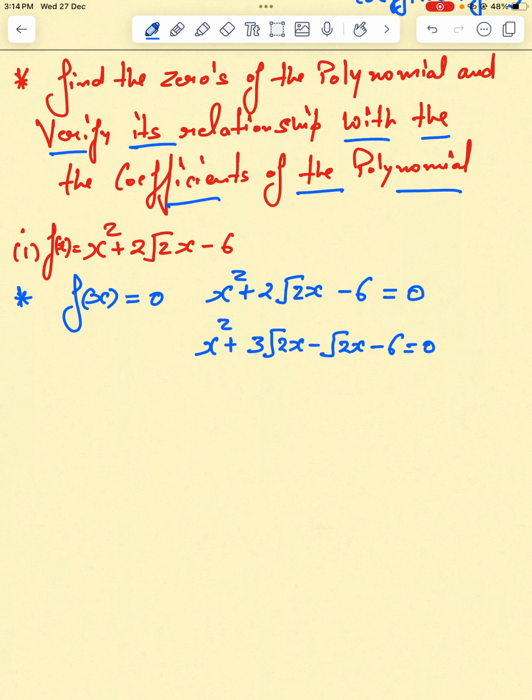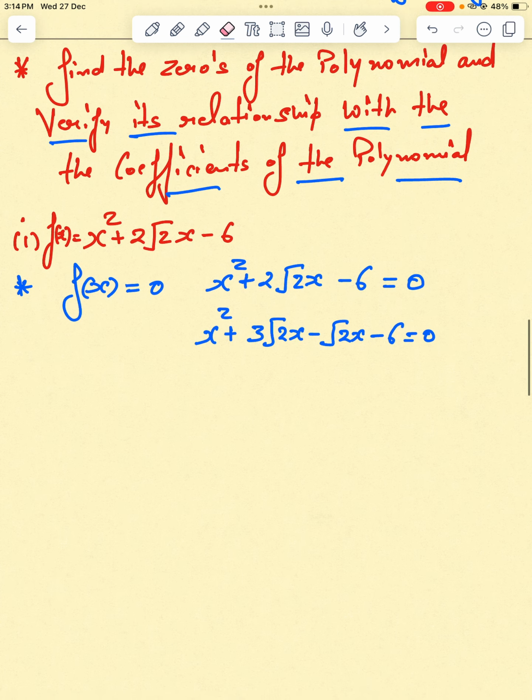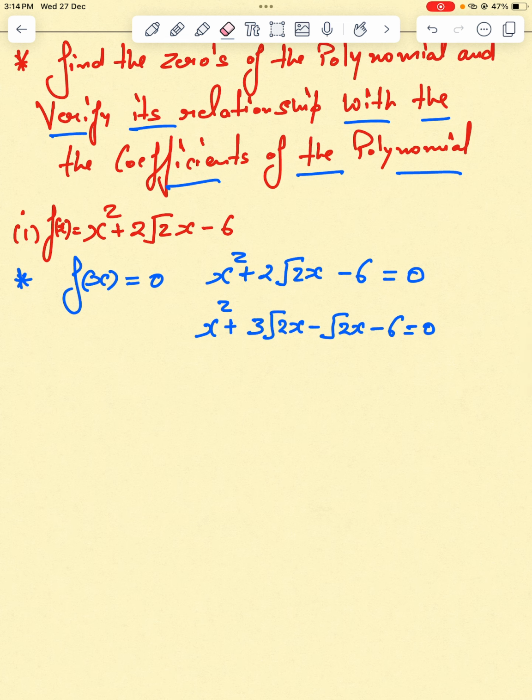So 3 root 2x multiplied by root 2, sorry, minus root 2, it should be root 2 is 2, it should be 2. So I am getting minus 6. So this is my right way of doing the factorization. You can do it by having more and more practice. Try to solve more and more problems related to this quadratic polynomial.